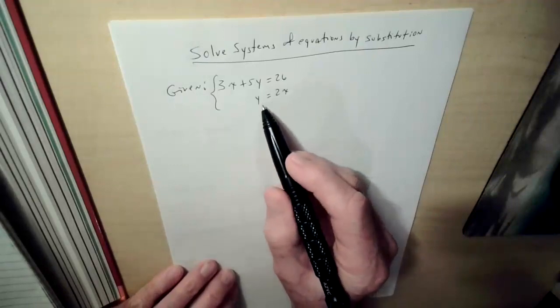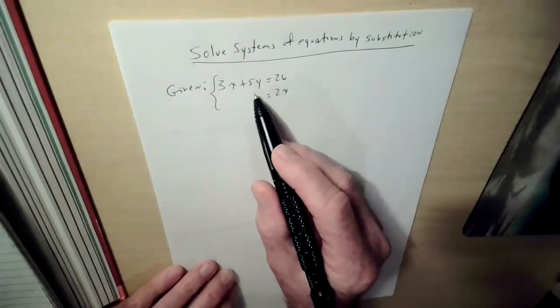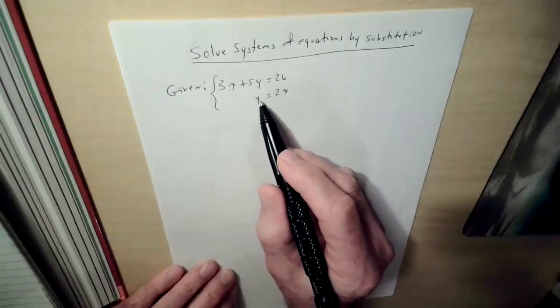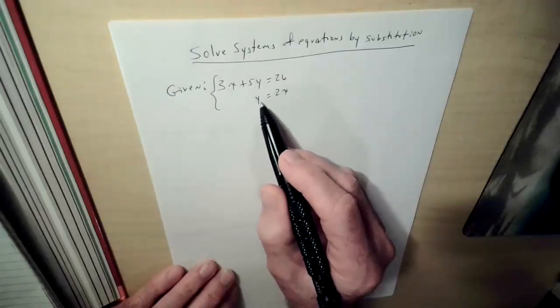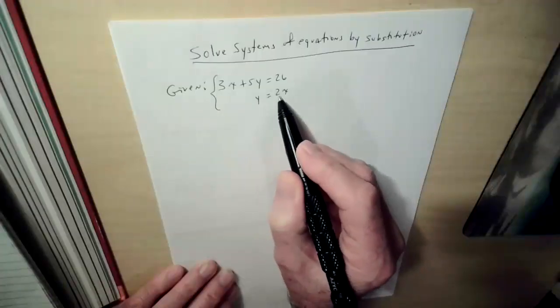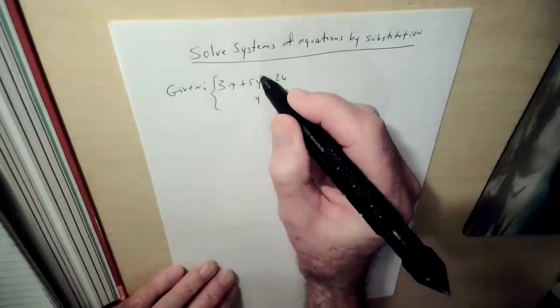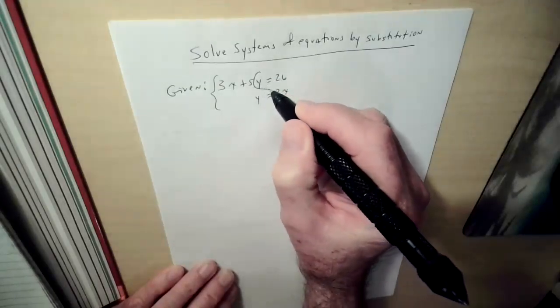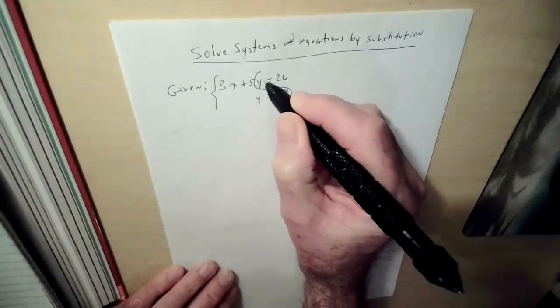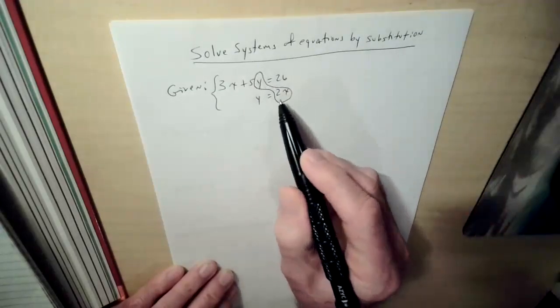Okay, so what we're going to do is take this equation, and it doesn't make any difference which one you do. Solve the equation for one variable or the other. This one's already done for us. Y equals 2x. So in the other equation, we're going to substitute 2x for y because y and 2x are the same.